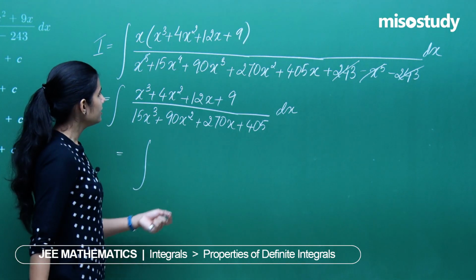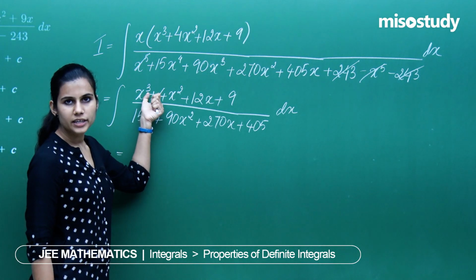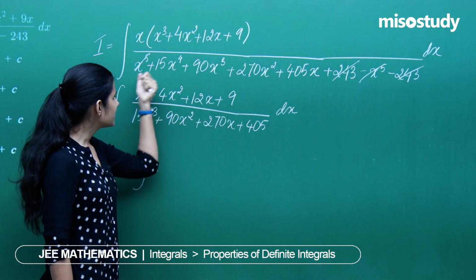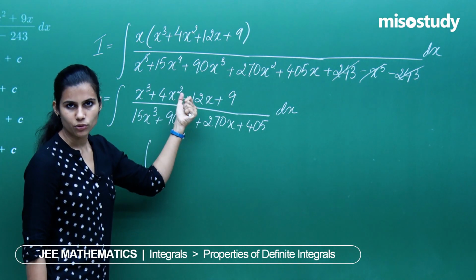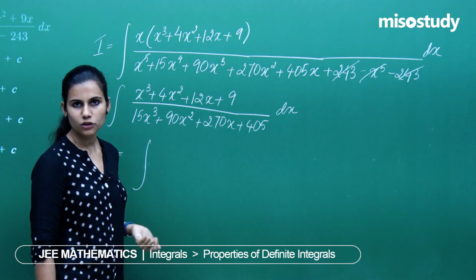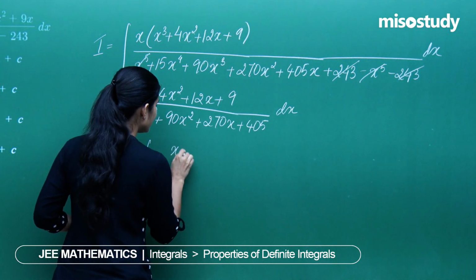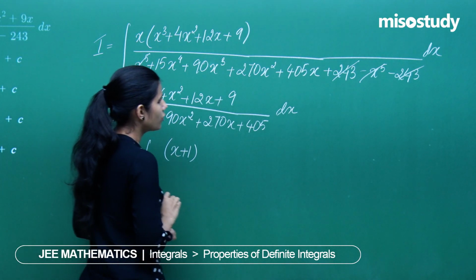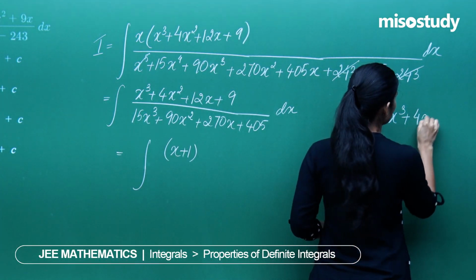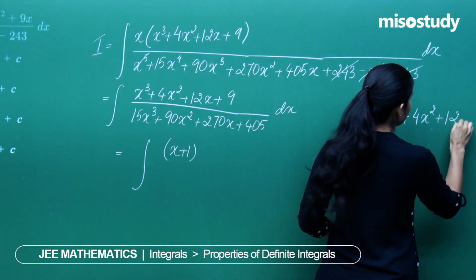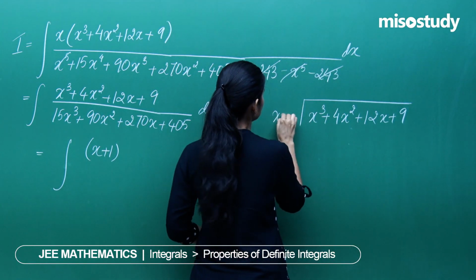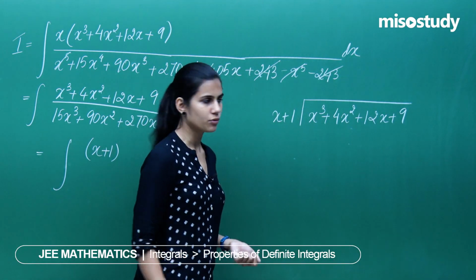Now if you can see, if I put minus 1 over here in place of x, I basically get the numerator turning out to be 0. If at minus 1 numerator is 0, that means x plus 1 is a factor of the numerator. So numerator can be written as x plus 1 into something. What is that something? Let's find out. We have x cube plus 4x square plus 12x plus 9, and I know x plus 1 is a factor because minus 1 is a 0.